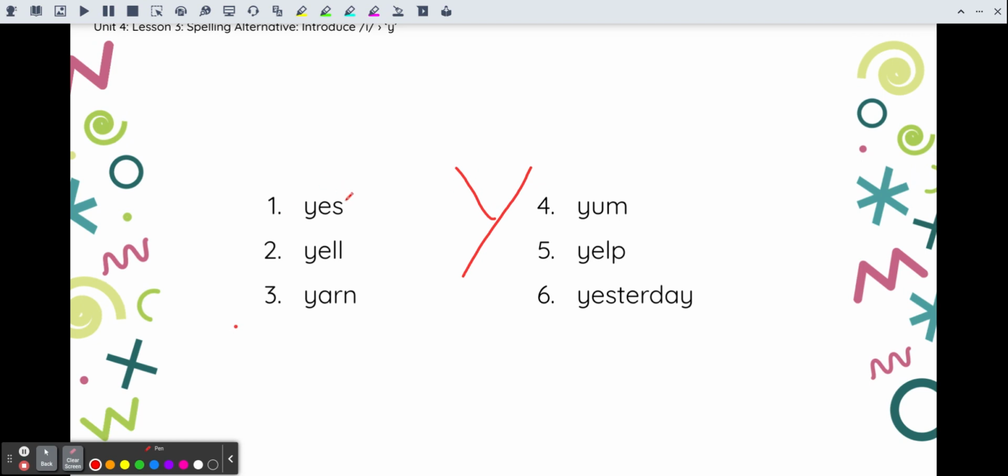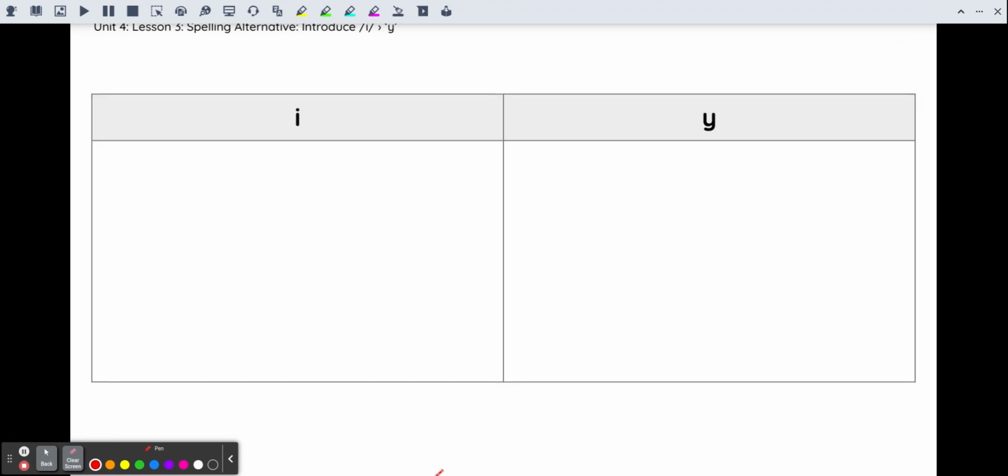So number 1 is yes. Number 2 is yell. Number 3 is yarn. Number 4 is yum. Number 5 is yelp. And number 6 is yesterday. Now you're going to learn a new sound associated with the Y. When the letter Y occurs in the middle of a word, it often represents the vowel sound I, not the consonant sound yuh. Say the sound I with me.